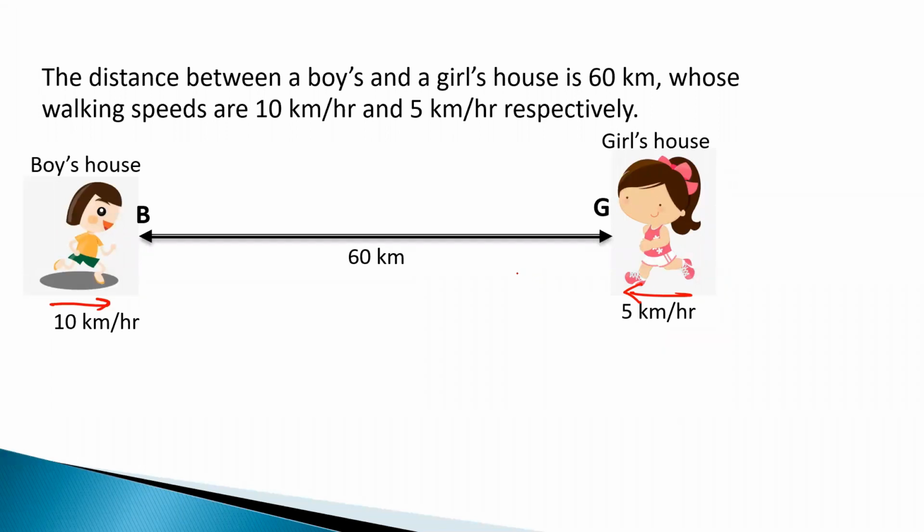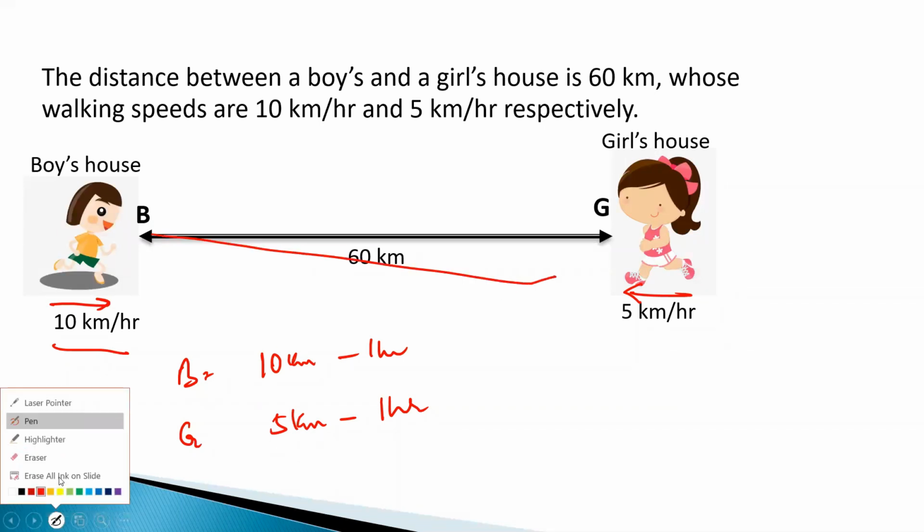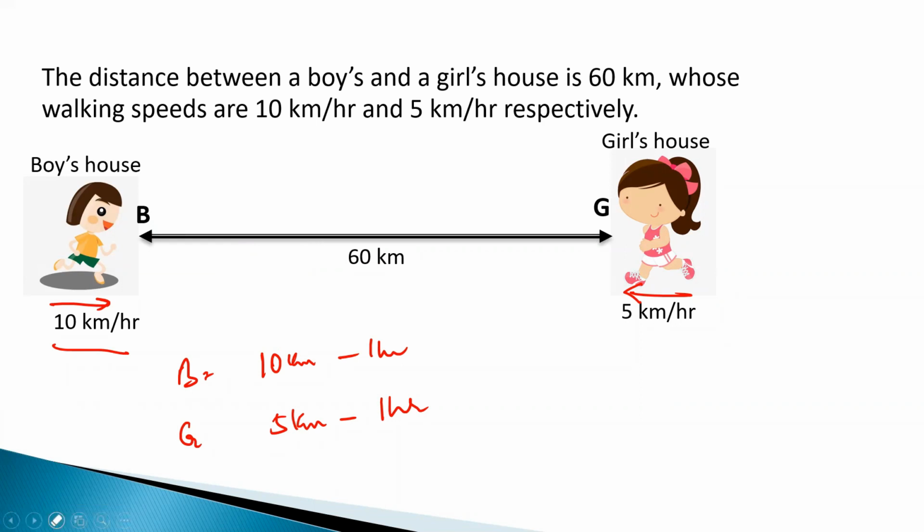I do not want to bring up any technical terms over here. We'll just understand it in a very simple way. As per the problem, the boy covers 10 kilometers in 1 hour. The girl covers 5 kilometers in 1 hour. So now the work is done by both A and B, boy and girl. Now what is the work? The work is to cover the distance of 60 kilometers.